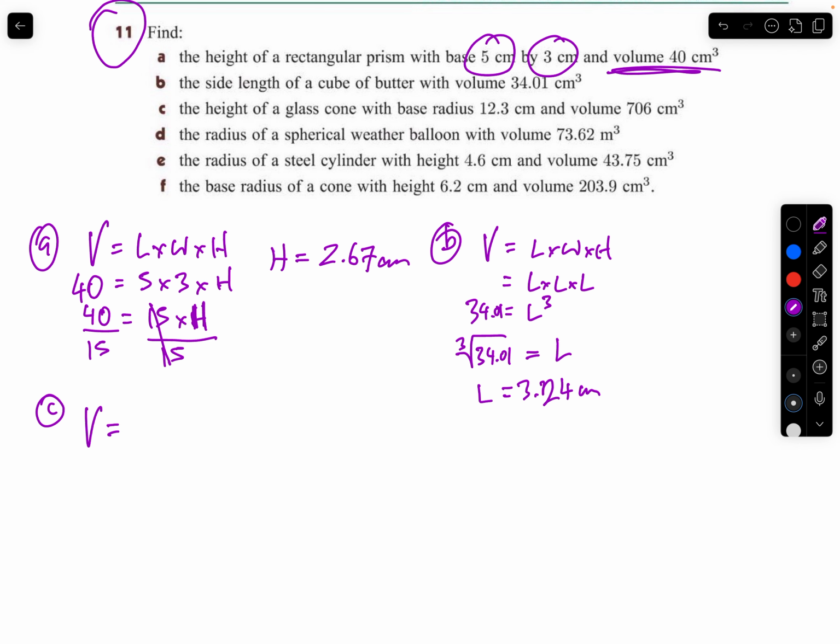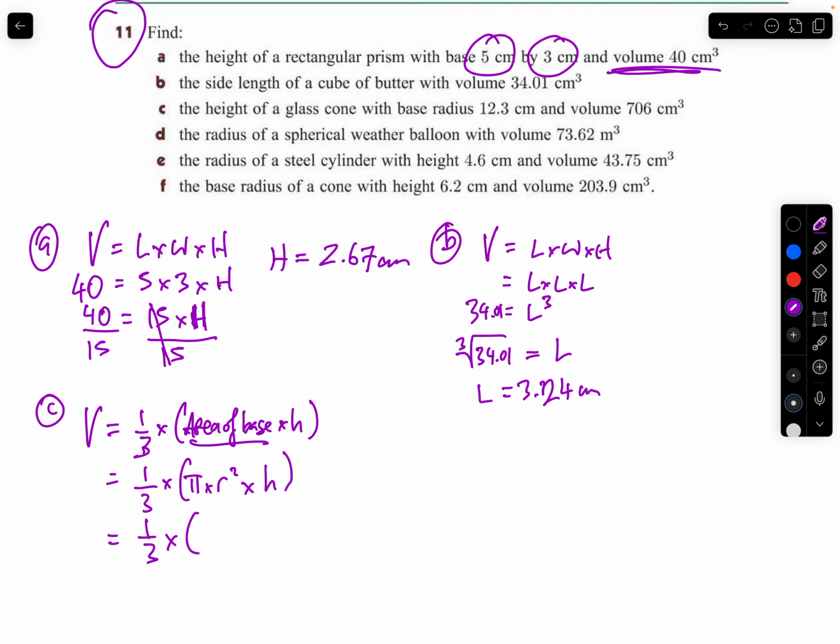So the volume of a cone is 1/3 times by area of base times by height. The area of the base of the cone is pi r squared because it's a circle. Pi times by radius squared, and then I replaced area of base with pi times by radius squared times by height. So 1/3 times by pi. The radius is 12.3. 12.3 squared times by height is what we don't know. So we do know that the volume is 706.